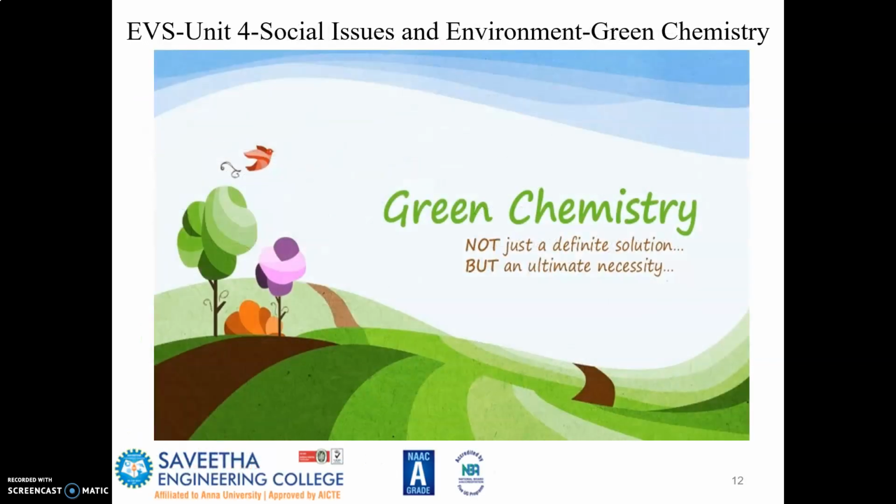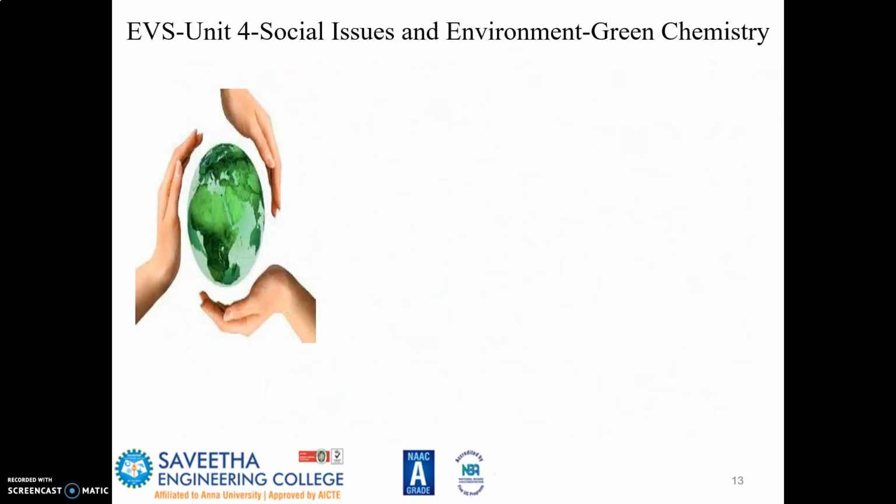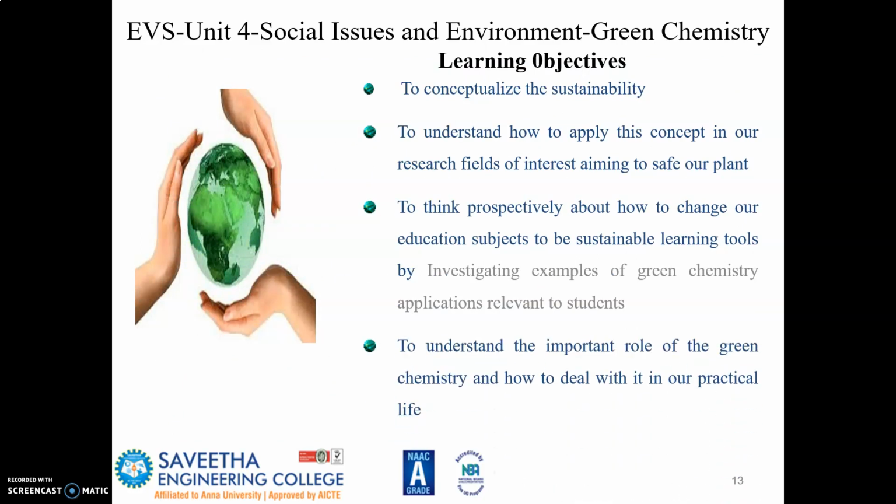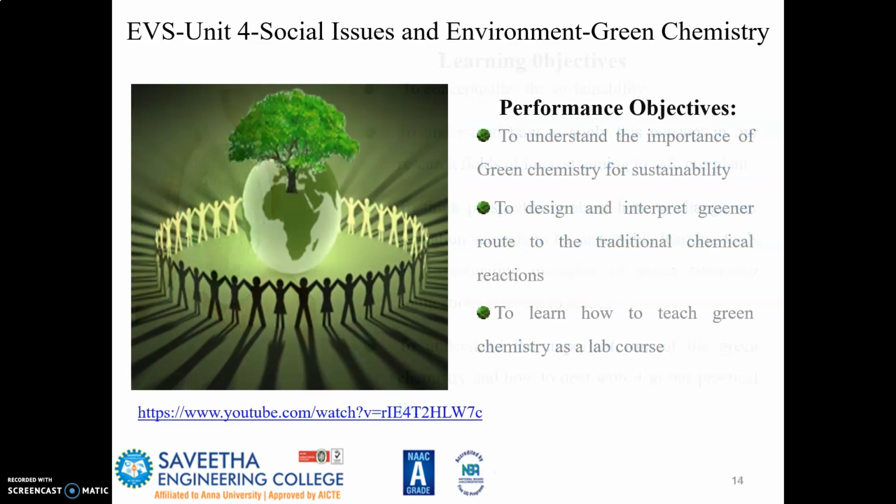In the next topic, we are going to discuss green chemistry and its principles. The objectives of green chemistry are to conceptualize sustainability, to understand how to apply the concept in our research field of interest, aiming to save our planet, to think prospectively about how to change our education subjects to be sustainable learning tools by investigating examples of green chemistry applications relevant to students, and to understand the important role of green chemistry and how to deal with it in our practical life.